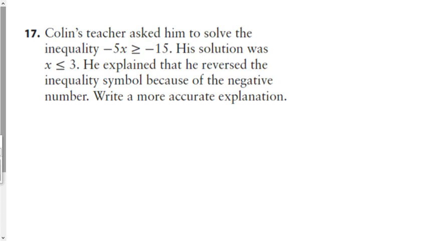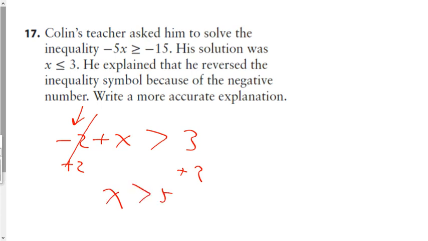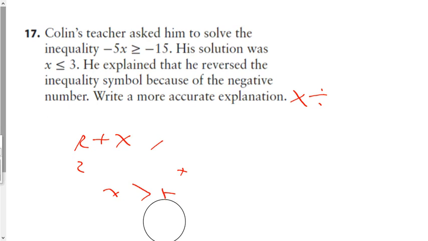What's a better explanation? Well, just because something's negative, for example, just because this is a negative number and I add 2 to both sides does not mean I flip the inequality sign. It's only when you multiply or divide by a negative value that you must flip the inequality sign. So just because a number is negative does not mean you flip the sign. It's only when you multiply or divide both sides by a negative value that you flip the sign.